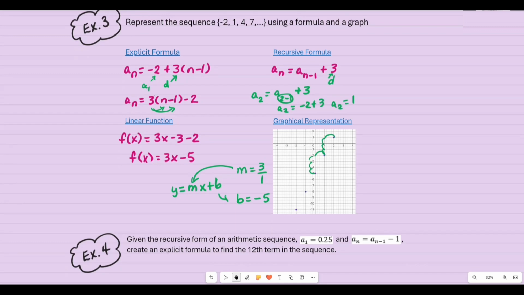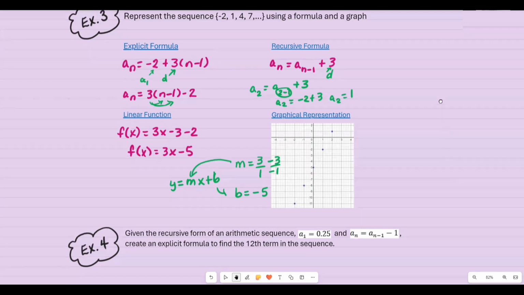And then you can go in the opposite direction as well. So 3 over 1 is the same as negative 3 divided by negative 1, which means now I'm going down 3 from my y-intercept and to the left 1. It still means the same thing. What you will notice is that you have formed a line. It's a linear function.